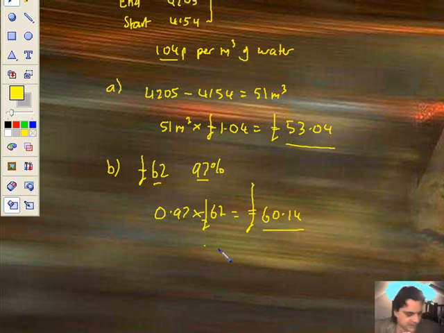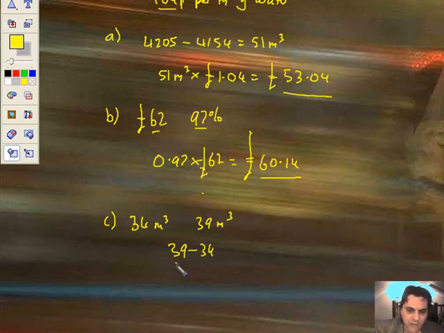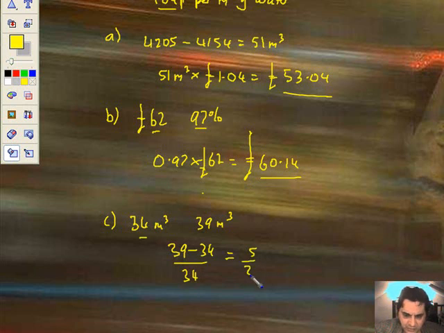That's that one. It then says, this is part C, a factory uses 34 meters cubed of water 1 week, and then it uses 39 meters cubed of water in the next week. Calculate the percentage increase in the consumption of water. Well, it's just percentage increase. It's the difference over the original, and we originally used 34 first of all. So the difference over the original is going to be 5 over 34.